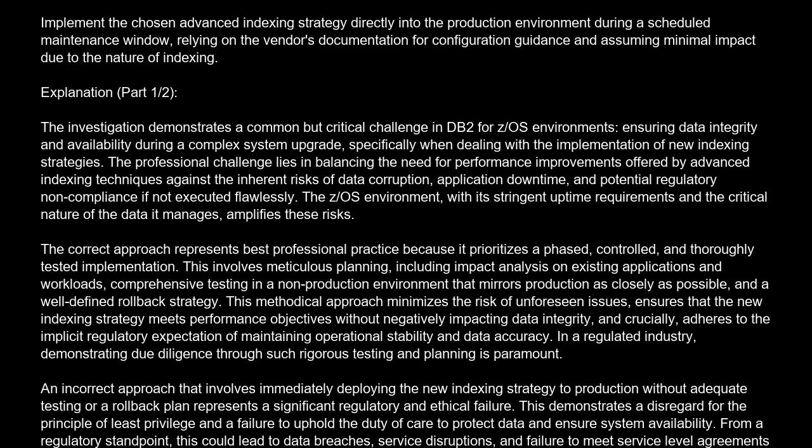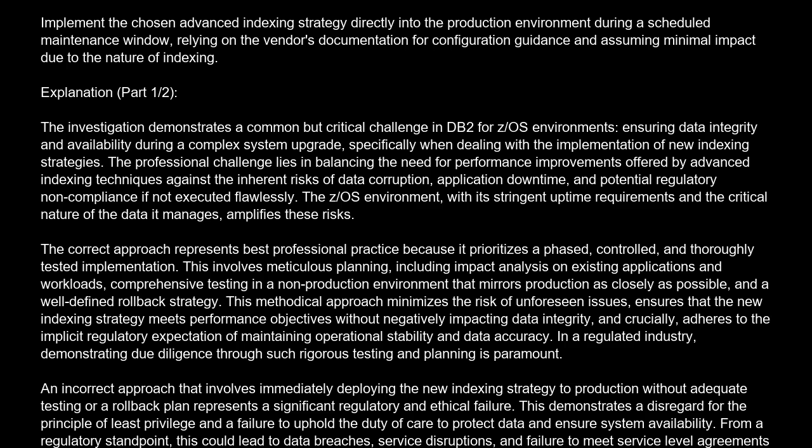The correct approach represents best professional practice because it prioritizes a phased, controlled, and thoroughly tested implementation. This involves meticulous planning, including impact analysis on existing applications and workloads, comprehensive testing in a non-production environment that mirrors production as closely as possible, and a well-defined rollback strategy.